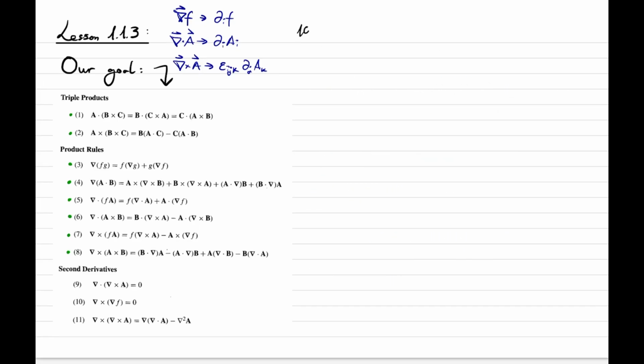Okay, so in number 10 we have that the curl of any gradient is 0. So in index notation, this means that epsilon ijk del j del k f. This is exactly the same thing as before, but instead of having a vector a, we have a scalar function f. So we are going to do the same thing.